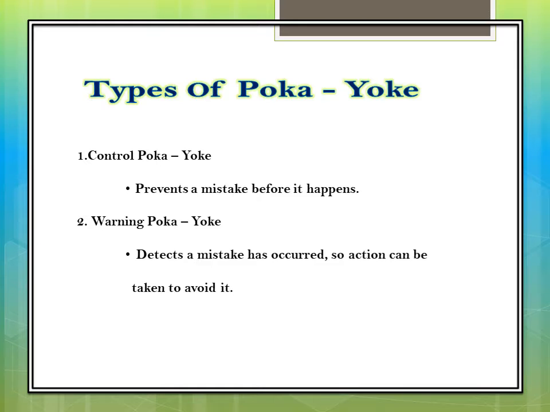Let's explore what they are in a little bit more detail. Broadly speaking, Poka-yoke falls into two distinct types. First, we have control Poka-yoke, and this prevents a mistake from being made before it happens, and in doing so eliminates the mistake. And secondly, we have warning Poka-yoke. This alerts the operator that a mistake is being made, so immediate action can be taken to avoid it.